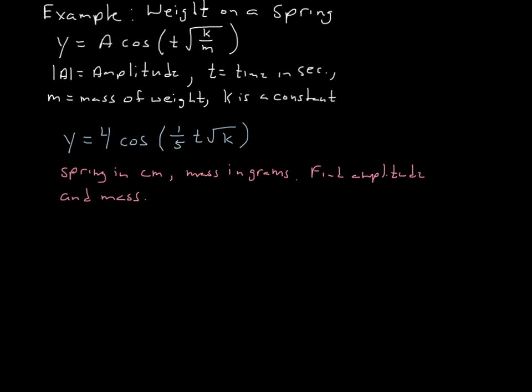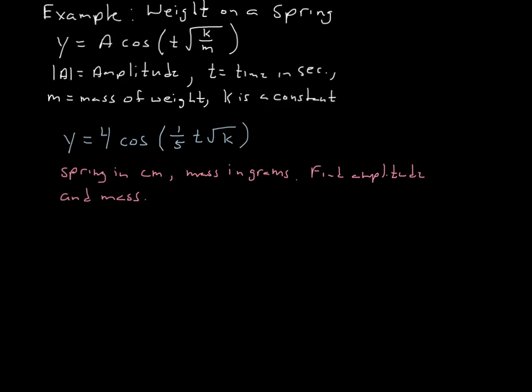Let's take a look at an example of a problem that they might ask you to do in terms of simple harmonic motion. What we have is a weight on a spring, okay, and in this case, the model that we have for this situation is going to be y equals a times the cosine of t times the square root of k over m. Now notice that both the k and the m are inside of the square root. The absolute value of a is the amplitude. t equals the time in seconds. m is the mass of the weight, and k is a constant that is particular to that spring.